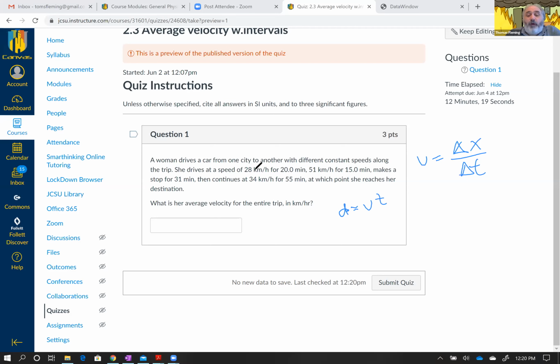because the acceleration during that 20 minutes is 0. And we are looking for how far she went. We know how fast she was going, 28. We know the time, 20 minutes or 1/3 of an hour. So I took 28 times 1/3 and got 9.33. So during the first section, she went 9.33 kilometers.